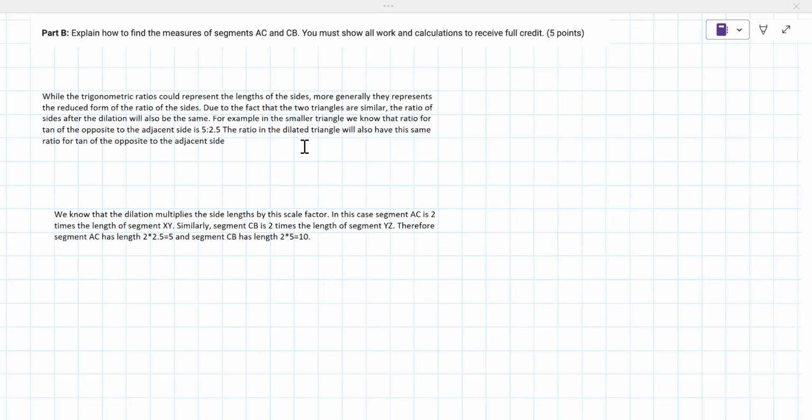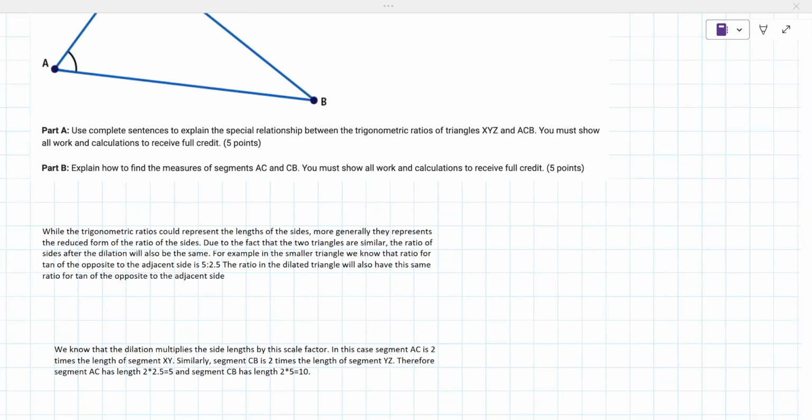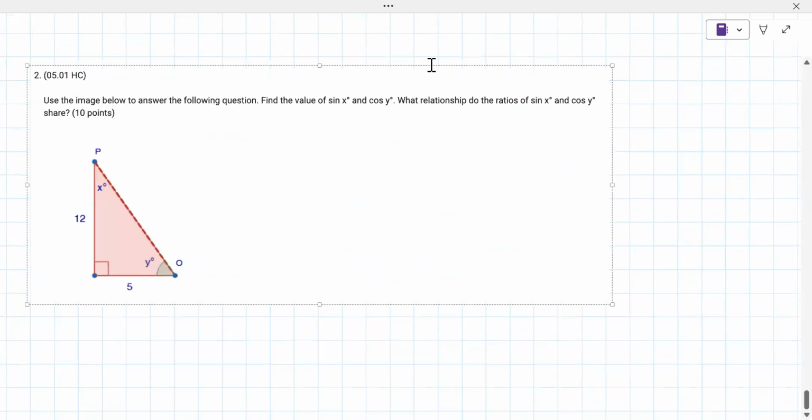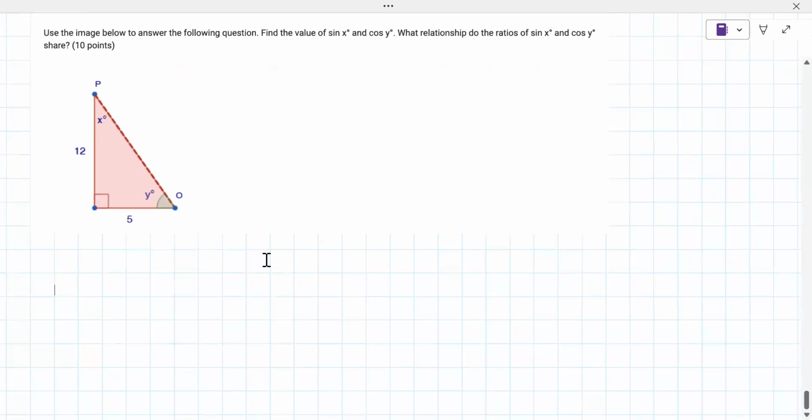All right, here's number 2. Use the image below to answer the following questions. Find the values of sine X and cosine Y. Okay, so this is a written question, right? I have to type out what we're going to do. I think what they want us to do is explain how we got the answers, explaining where it starts, basically.